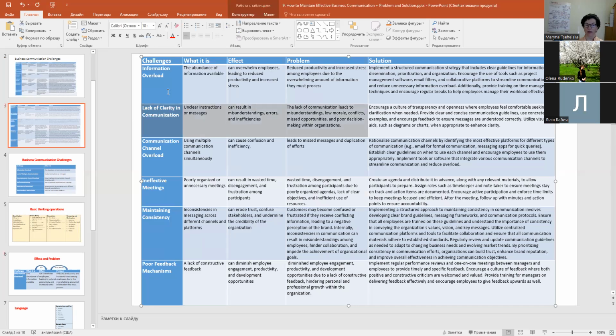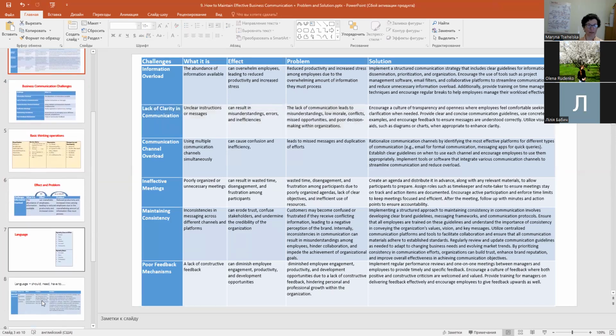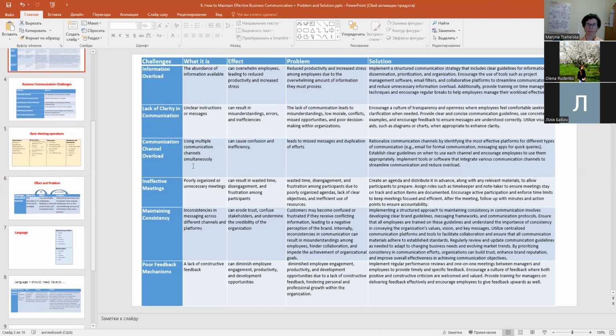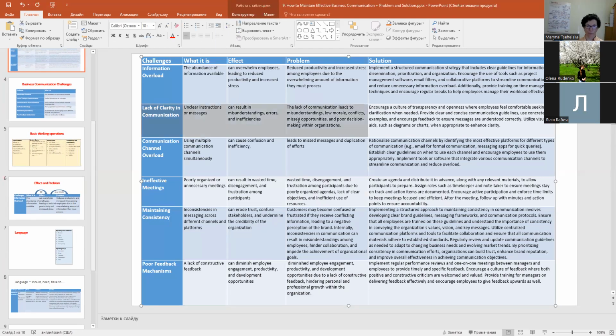Yeah? So, and we have this part. Lily, please tell us about the lack of clarity. So lack of clarity means that people get unclear instructions or messages. That means that it can result in misunderstandings, errors, and inefficiencies.